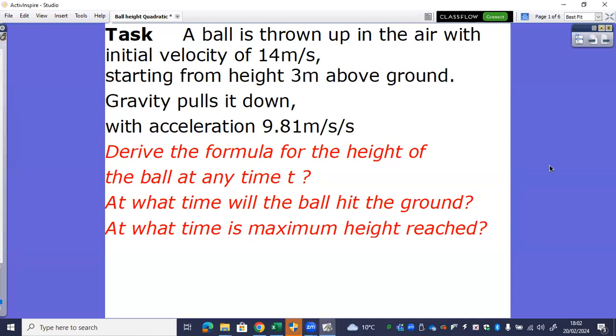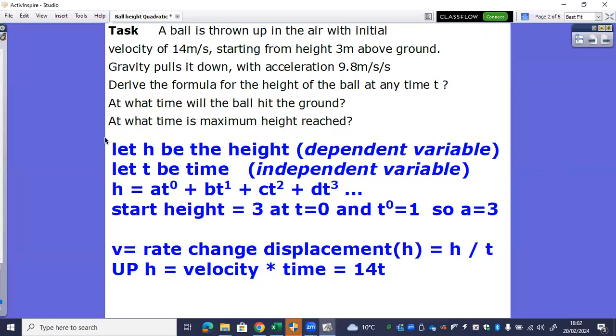So if we go down, the problem here is we need to decipher the words. What we want to do is let height h be a formula from time t to the power of 0, t to the power of 1, t to the power of 2, and so on. We know the starting height at t equals 0 is 3. So this constant a here must be 3, because any number to the power of 0 is 1. So we know this part of the formula has to be the constant 3, because that's when we start at height.